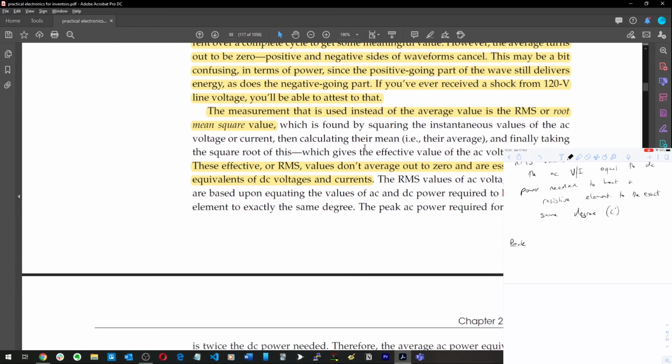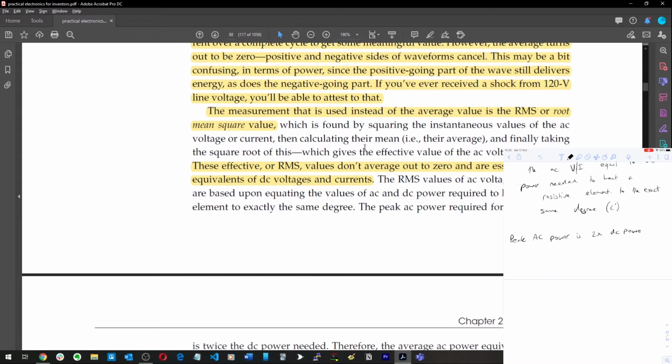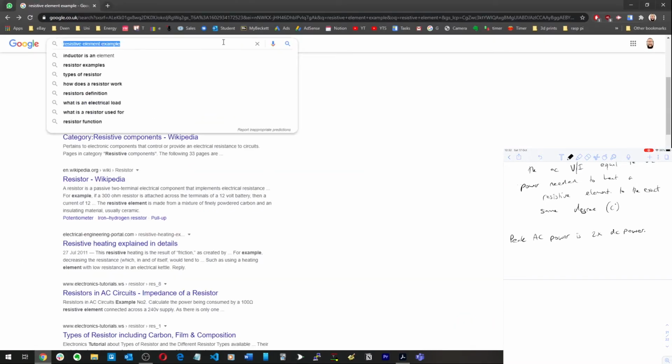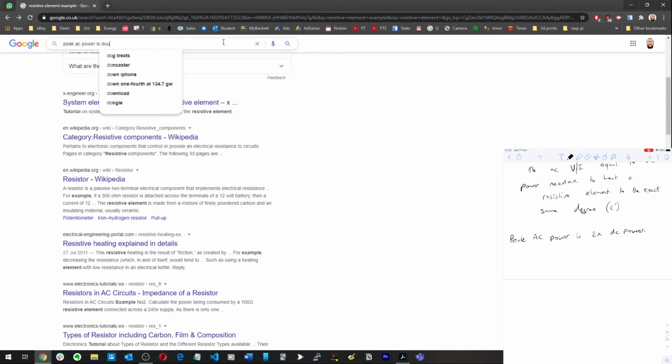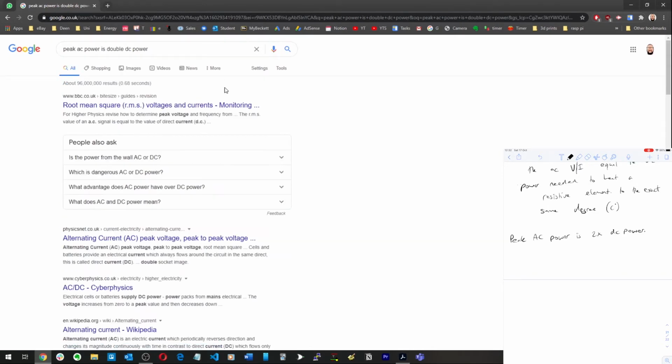Peak AC power is 2 times DC power. Don't know what this means really. So I'll just Google that and see what comes up. Peak AC power is double DC power. Okay, so root mean square came up, which is right.